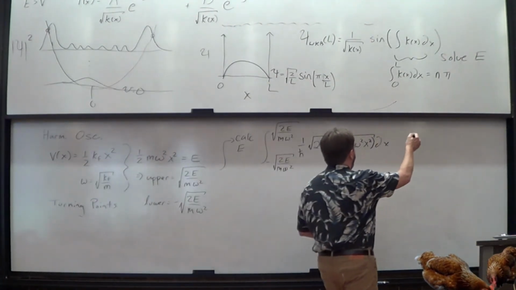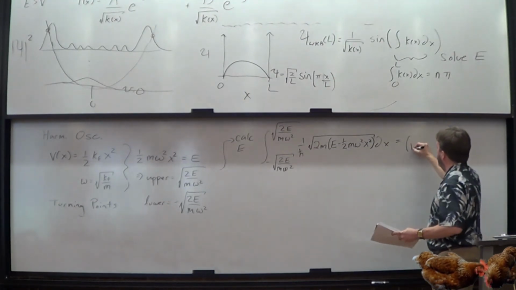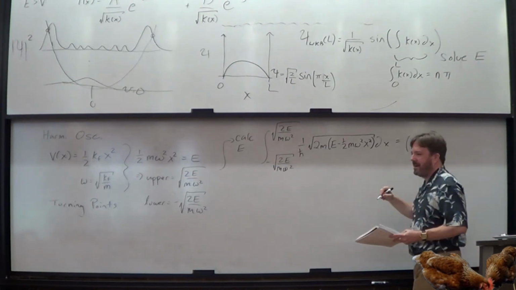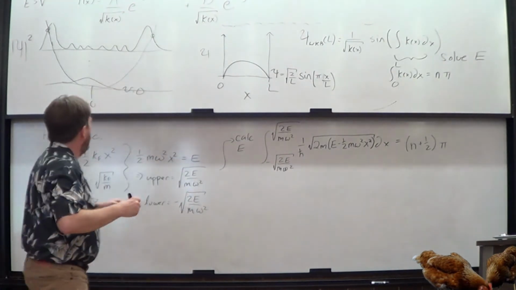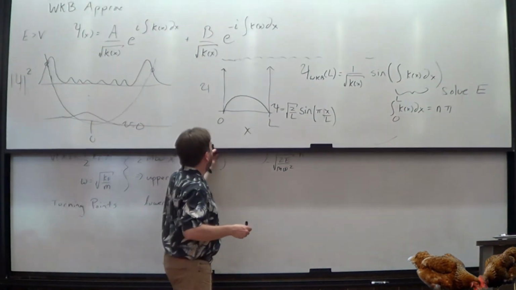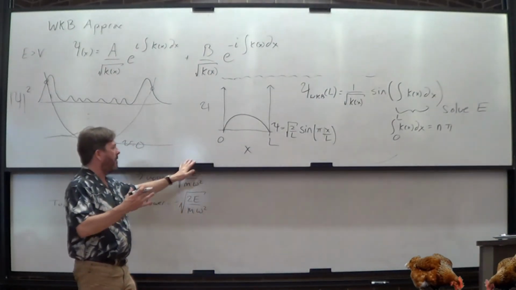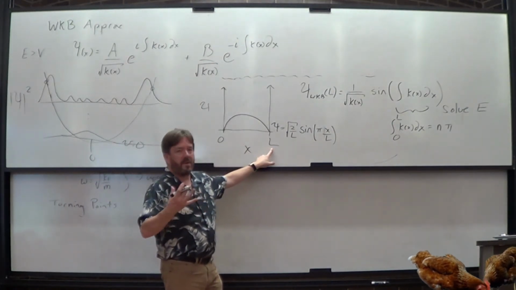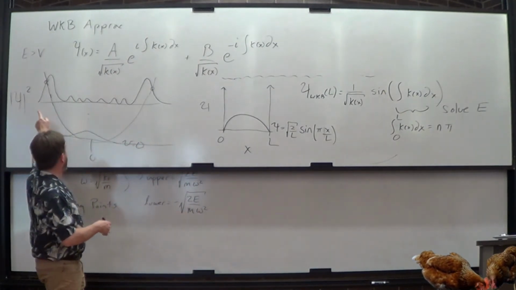But now, of course, I got to set that equal to something, but here's the thing. It's not n pi. It's n plus a half pi. Now let me try my best to explain that. Before, in the particle in a box, you truly go from 0 to L. You have clear boundary conditions, especially the one at L. That's the one that matters. The wave function is definitely 0 here. That doesn't happen in this one.